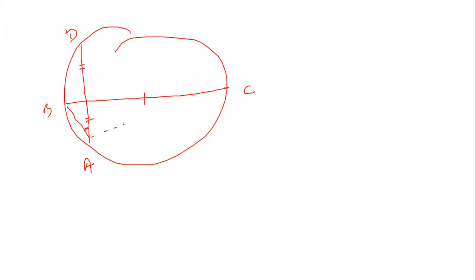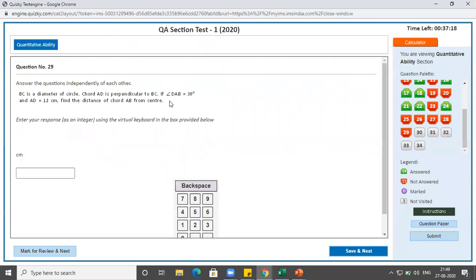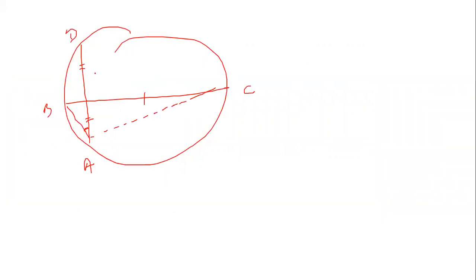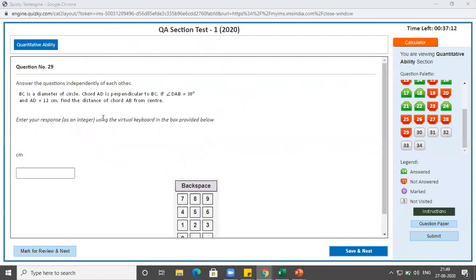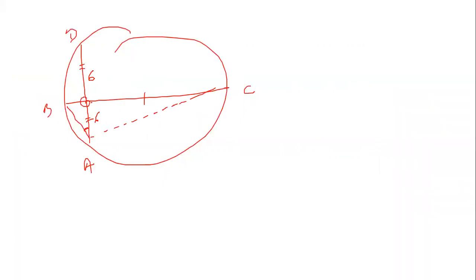Okay. And AD is 12, so that means this is 6. This is 6. But the distance of chord AB from the center is what we have to find out. This is 6, given to me, and this value is 30 degrees. If this value is 30 degrees, this will also be 30 degrees. In this triangle, this is 90, this is 30, this is going to be 60. This is 90, this is also 90.